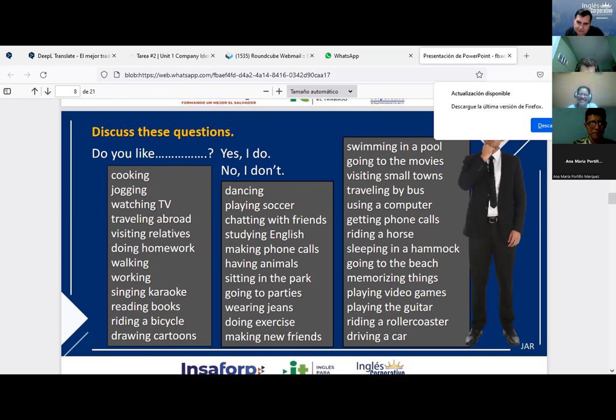Ezequiel, do you like wearing jeans? Voy a salir de Ezequiel, no, bueno. No, I'm here. I'm still here. Do you like wearing jeans? Wearing, no sé cómo se dice. Wearing jeans. Yes, miss. I do. Mauricio, do you like going to the beach? Yes, I do. Okay.